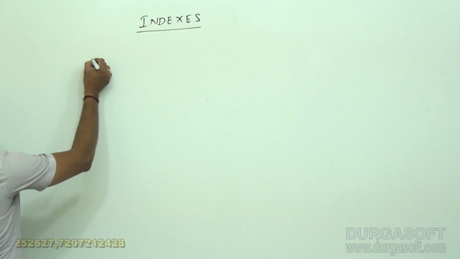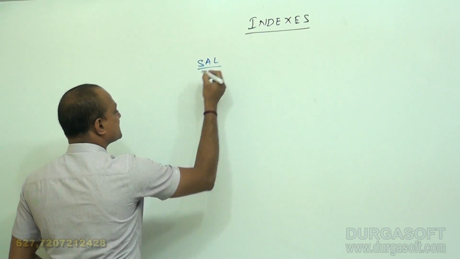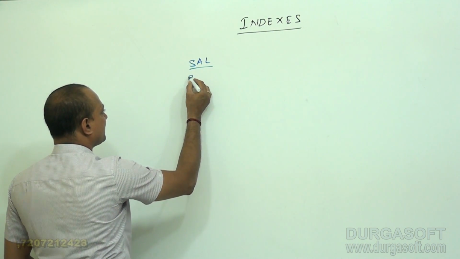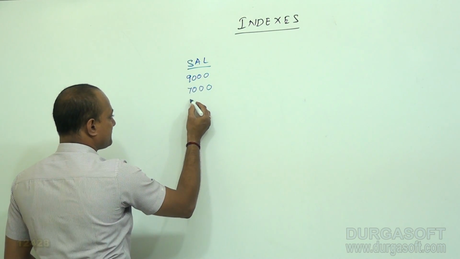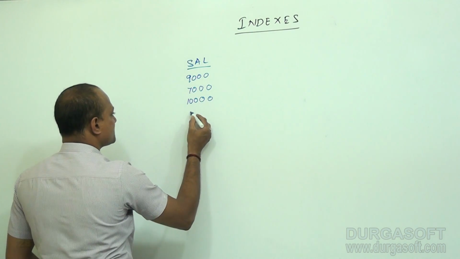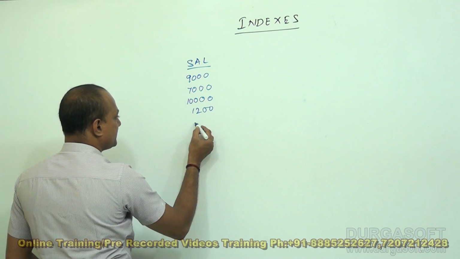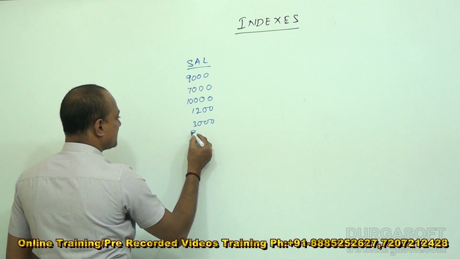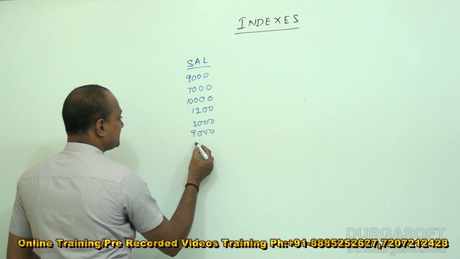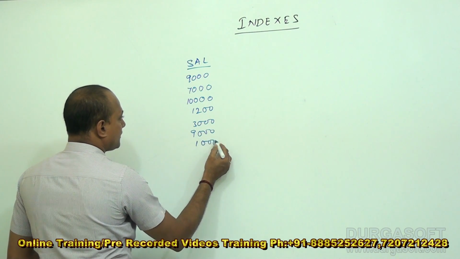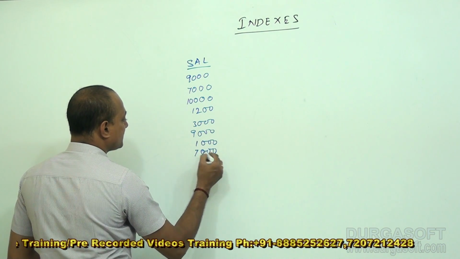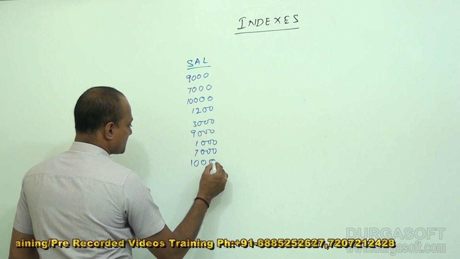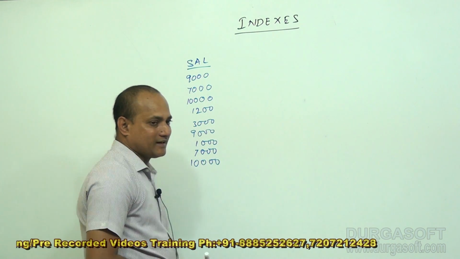Suppose you have data. A salary column is there, and here we have some salaries: 9,000, 7,000, 10,000, 1,200, 3,000, 9,000, 1,000, and again 7,000, 10,000. These are the salaries.